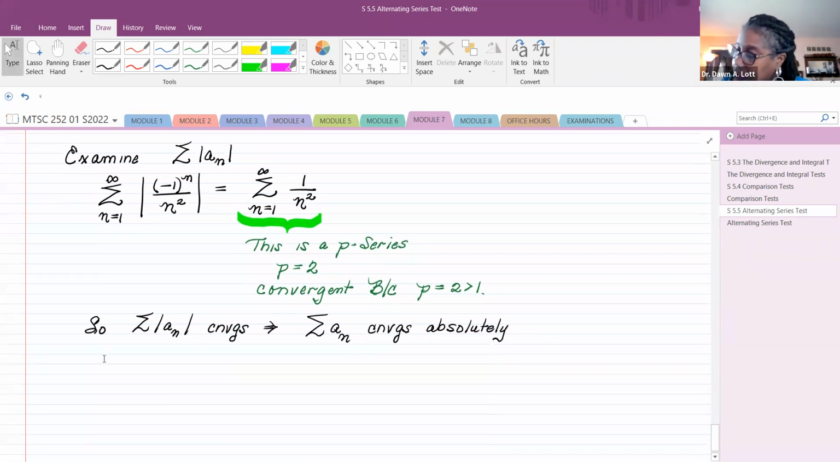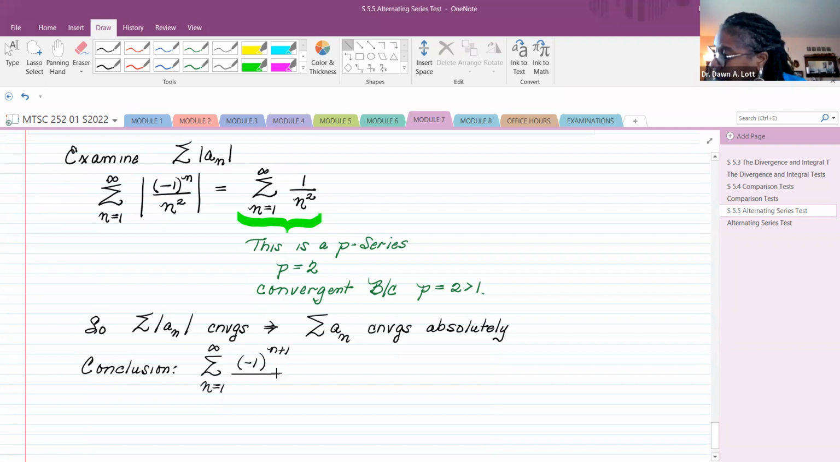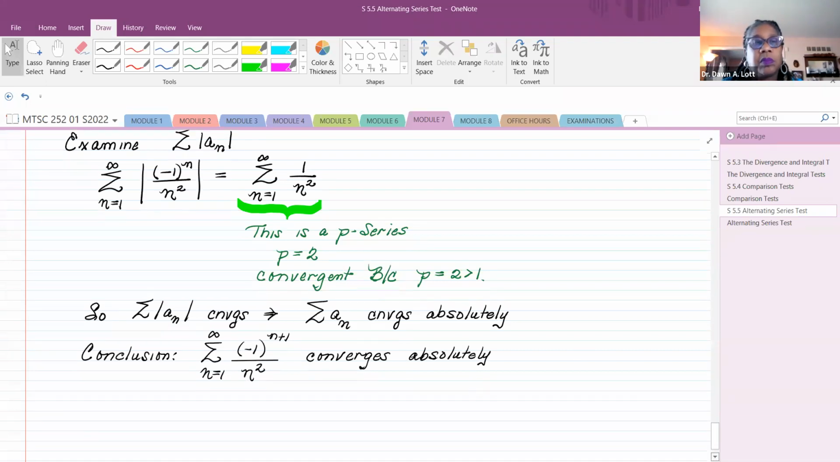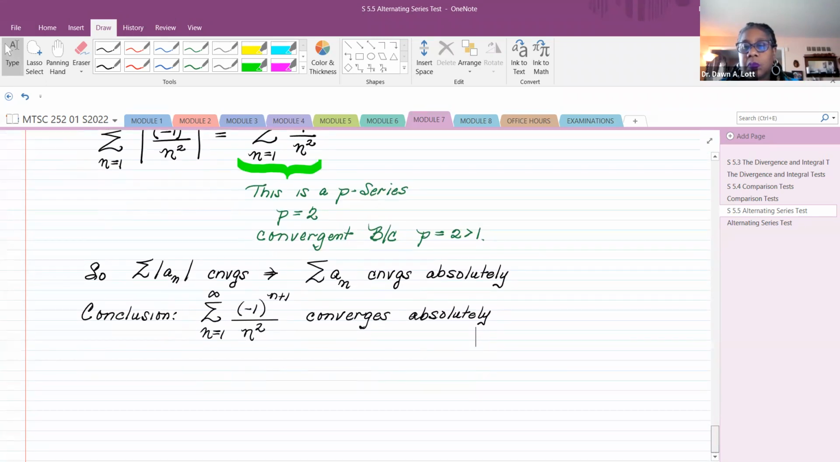Okay, so now we can conclude that the summation n equals 1 to infinity of (-1)^(n+1) divided by n squared converges absolutely. Okay. Any questions?